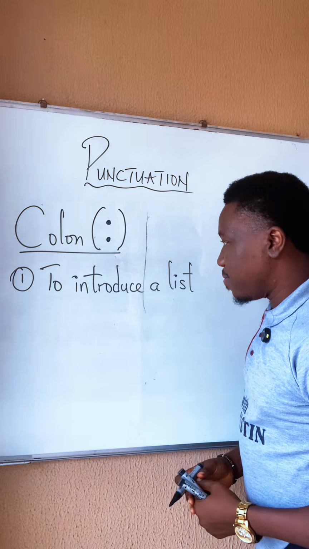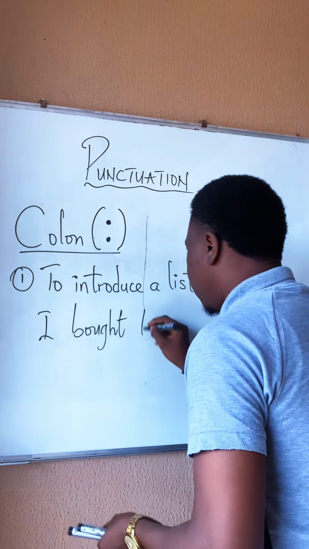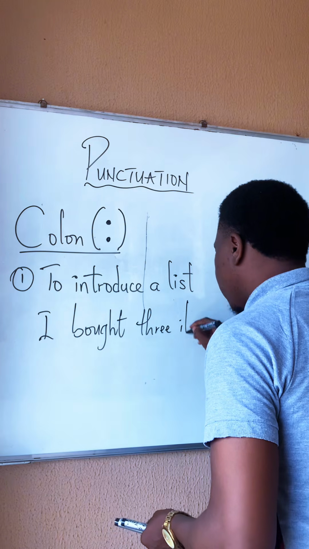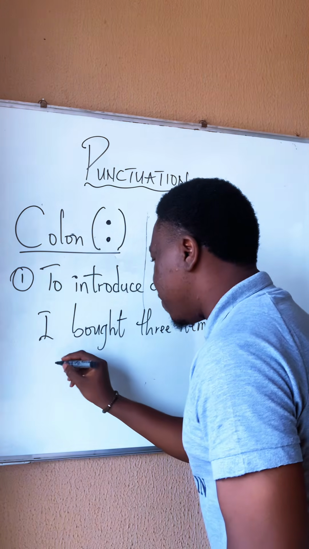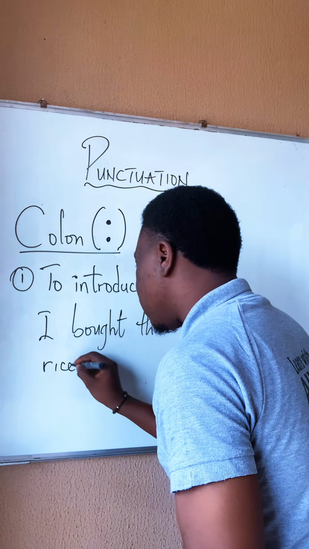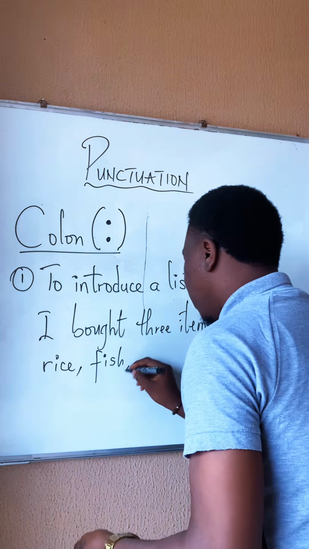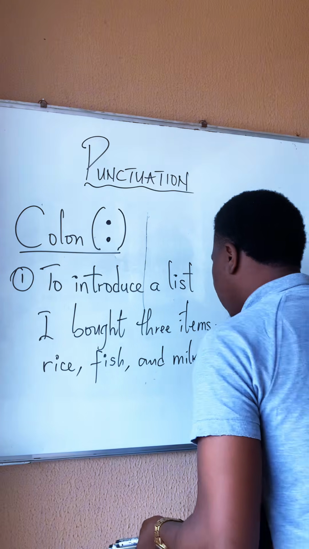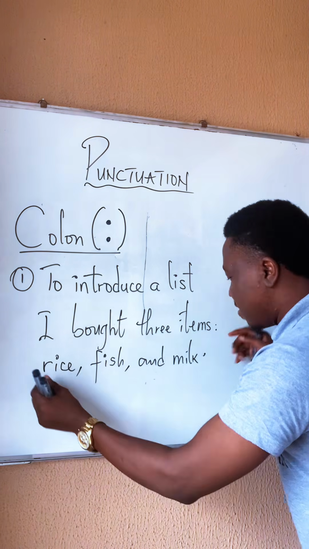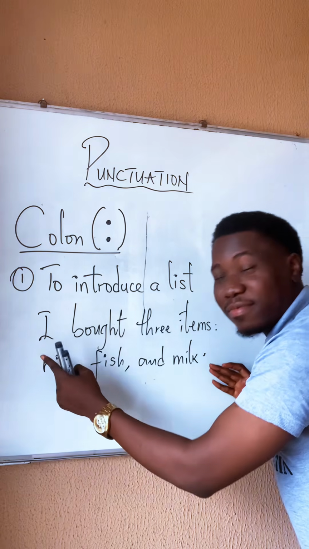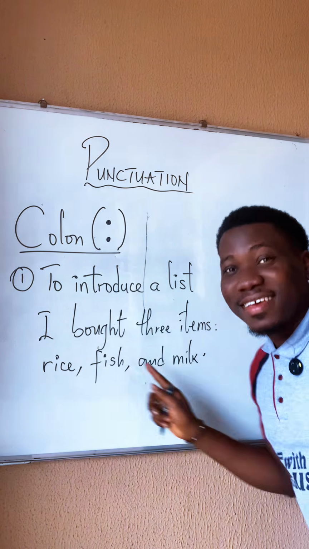For example, I bought 3 items. Colon. What are the items? I bought rice, fish, and milk. We use the colon to introduce a list. So this is the list of items I bought. And of course, don't forget, we use the comma to separate the items in the list.